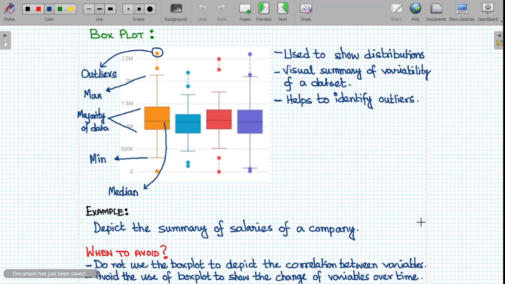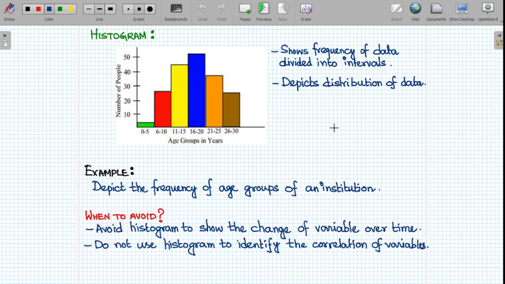Histogram shows frequency of data divided into intervals. In your x-axis, as you can see, you have intervals, and in your y-axis you have frequency. It is depicting the frequency of age groups of an institution. We will not use histogram to show the change of variables over time or identifying the correlation between variables.